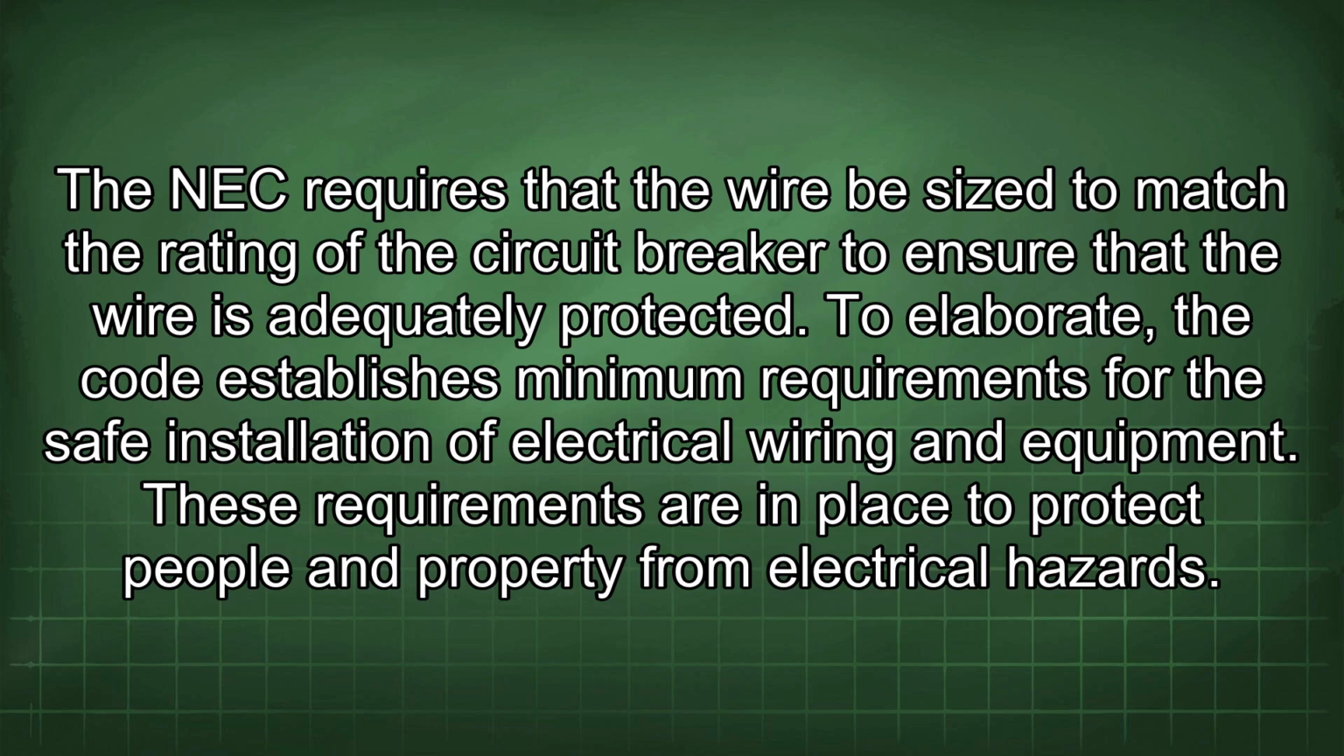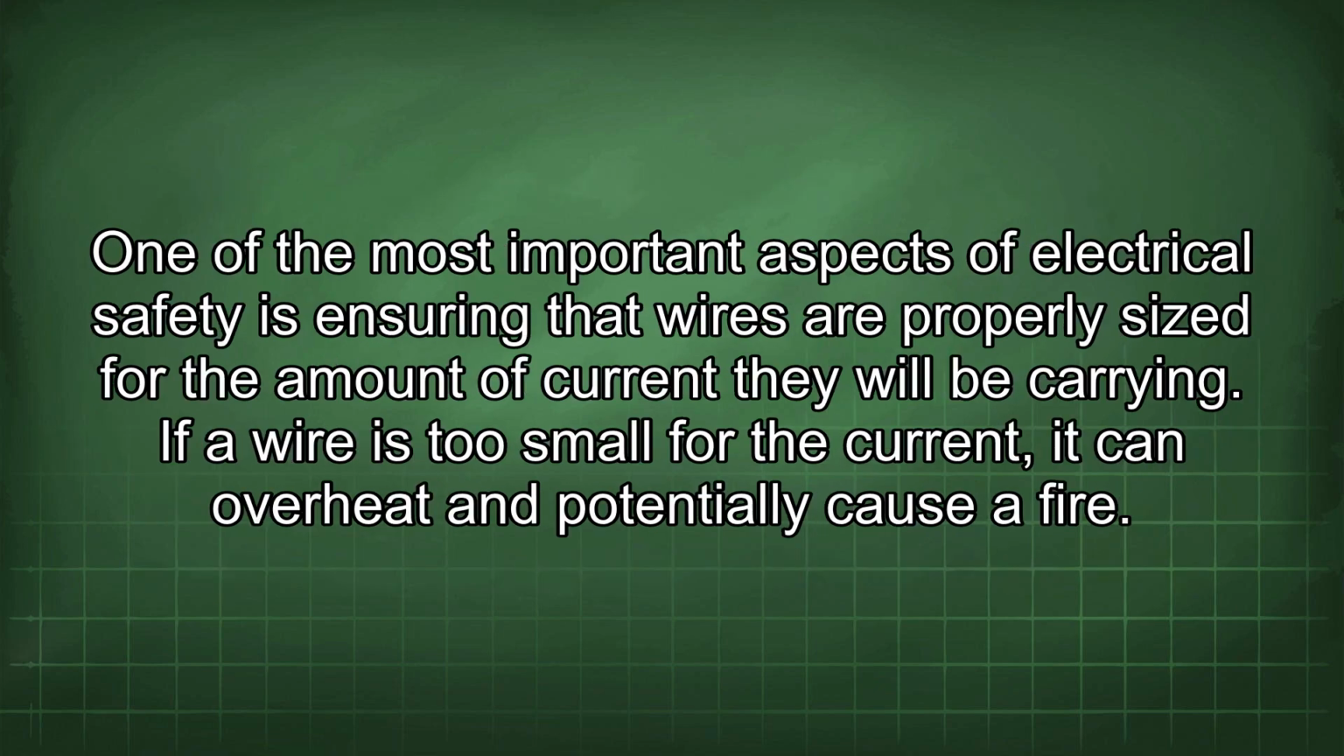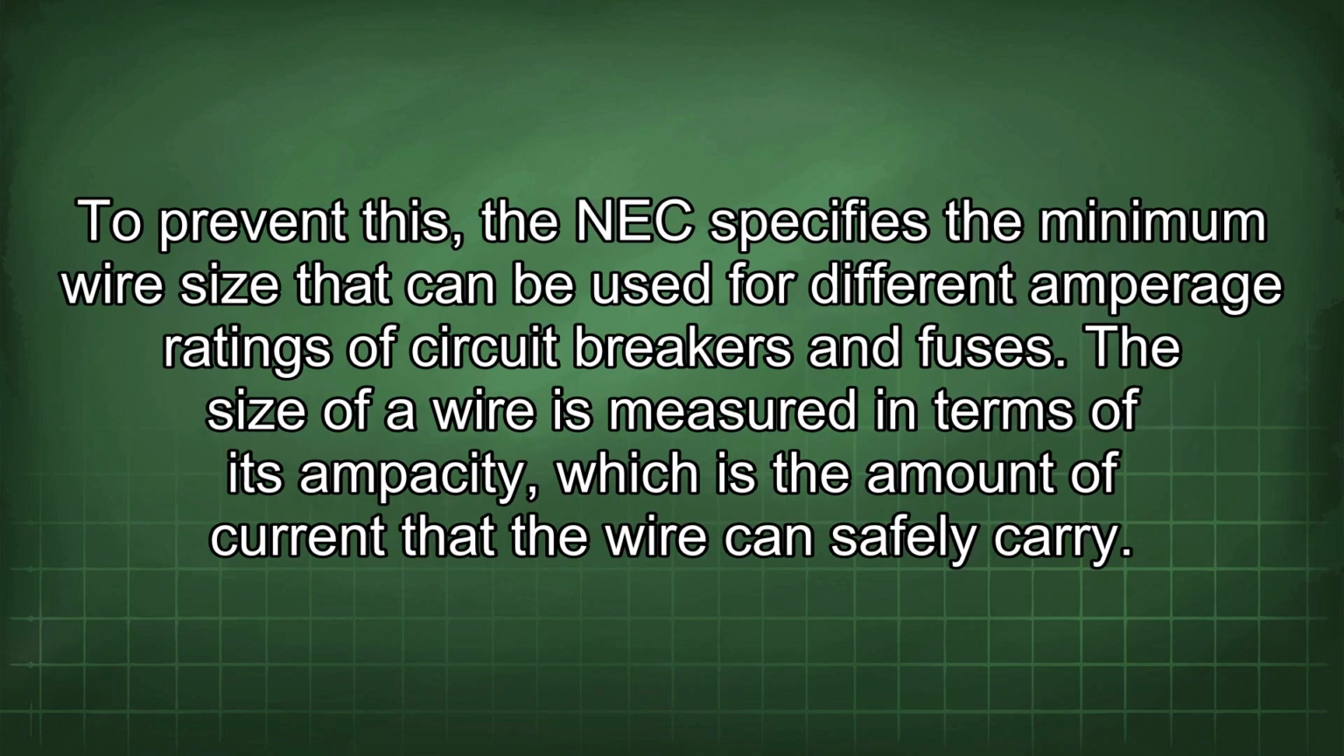These requirements are in place to protect people and property from electrical hazards. One of the most important aspects of electrical safety is ensuring that wires are properly sized for the amount of current they will be carrying. If a wire is too small for the current, it can overheat and potentially cause a fire. To prevent this, the NEC specifies the minimum wire size that can be used for different amperage ratings of circuit breakers and fuses. The size of a wire is measured in terms of its ampacity, which is the amount of current that the wire can safely carry.